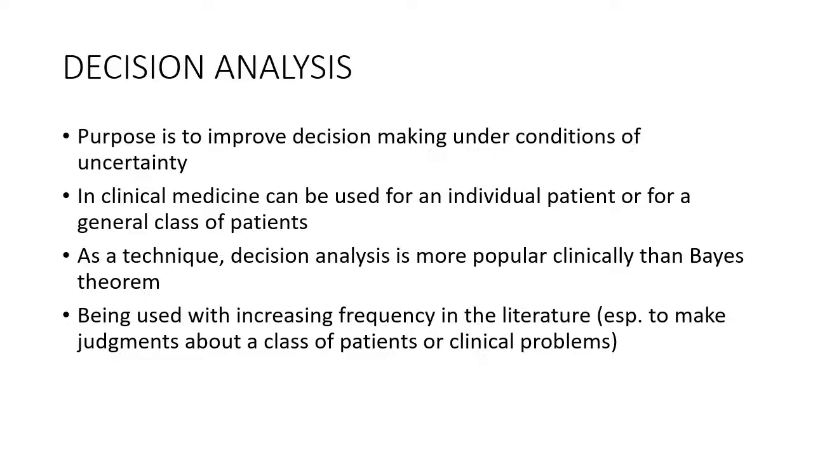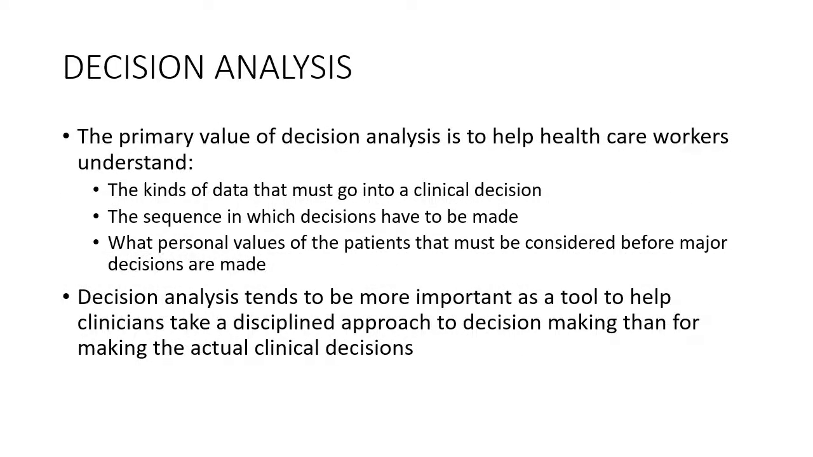If they don't have this, then you go down this route. And so these decision trees kind of help out quite a bit. Again, you're going to find that you need to know what information is going into making your decision analysis. You need to know what the sequence is going to be when you're actually making these decisions. And then also consider, what are the personal values of the patient?